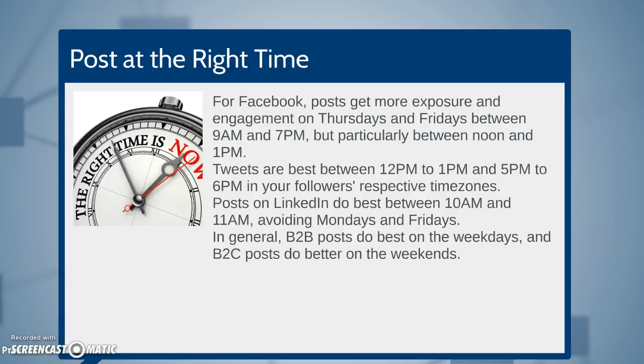Tweets are best between 12 to 1 p.m. and 5 to 6 p.m. in your followers' respective time zones. Be aware of where your followers are so you can engage them at the right time. Posts on LinkedIn do best between 10 a.m. and 11 a.m., avoiding Mondays and Fridays. In general, business-to-business posts do best on the weekdays, and business-to-consumer posts do better on the weekends.